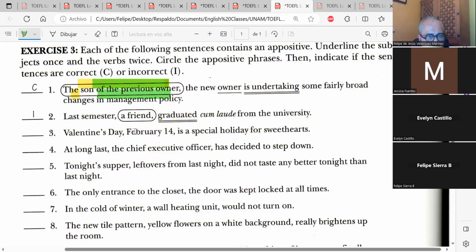So, do we have subject, verb, complement? What do we need? From the university is a prepositional phrase. Graduated is the verb. A friend is not the subject, because you have two commas. A friend is the appositive. So how would you correct the sentence?